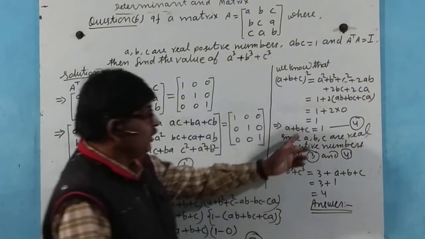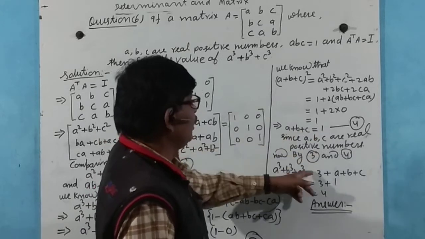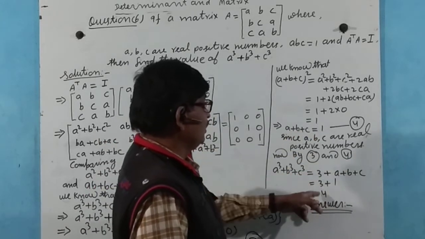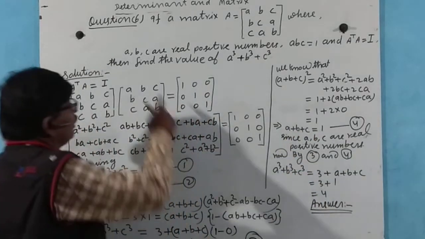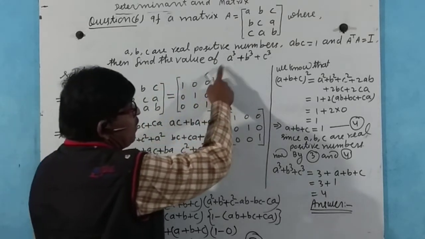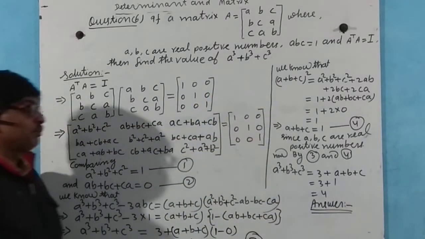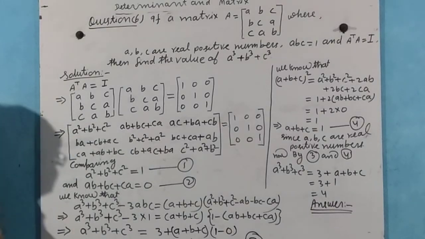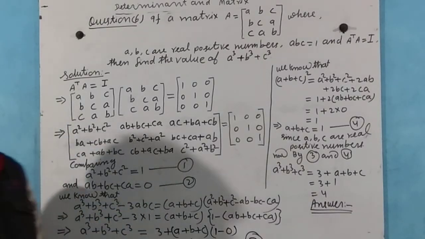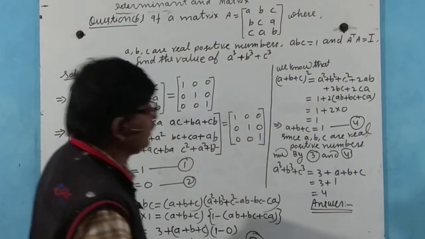Putting the value of a plus b plus c as 1, we get 3 plus 1, which is equal to 4. So the value of a cube plus b cube plus c cube is equal to 4. This is our answer.